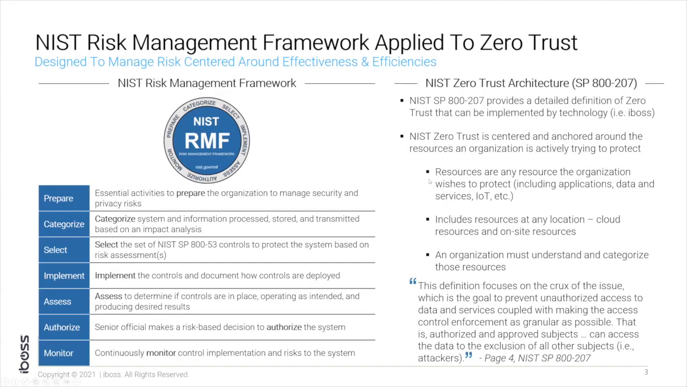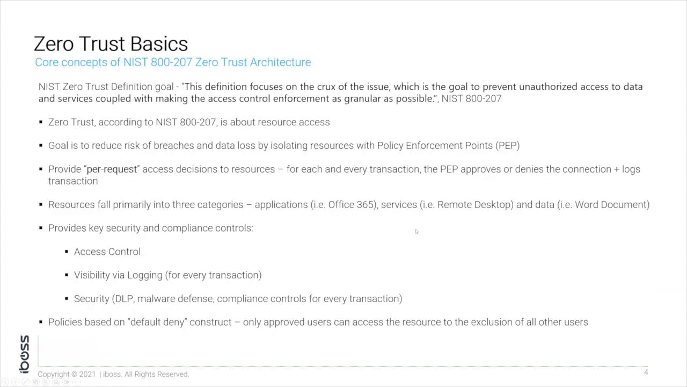As you think about NIST as well, this obviously is pretty nice because it fits into the risk management framework, the RMF, and also all of the controls you find in the 800-53B. Many of those controls are really centered around access controls, which, when you think about the 800-207 and the core of Zero Trust, it really is about resource access.